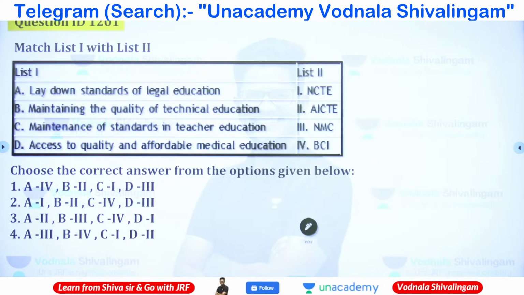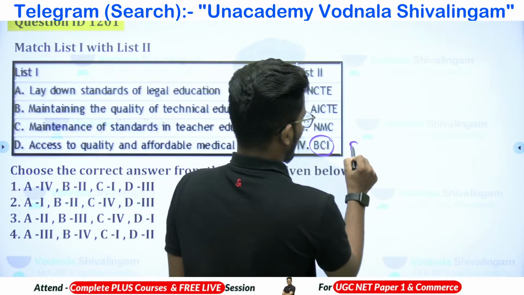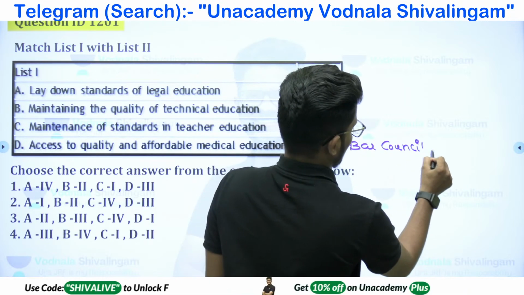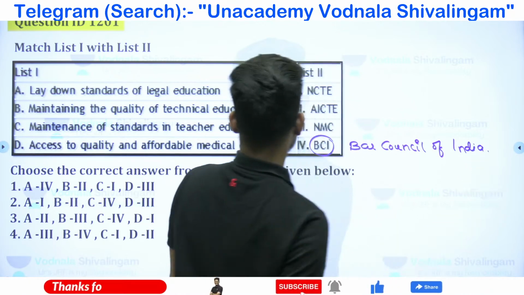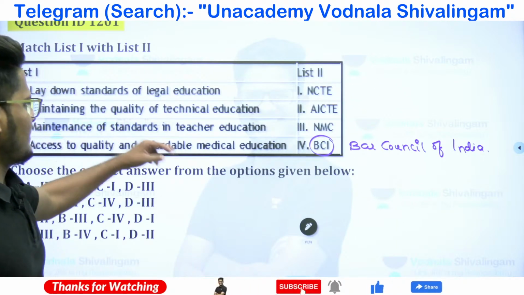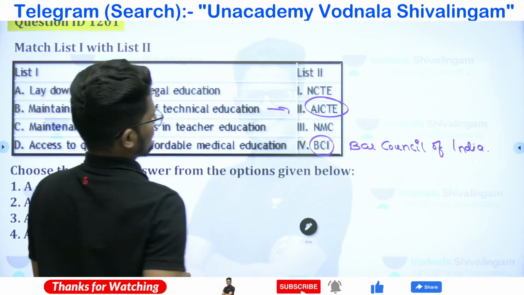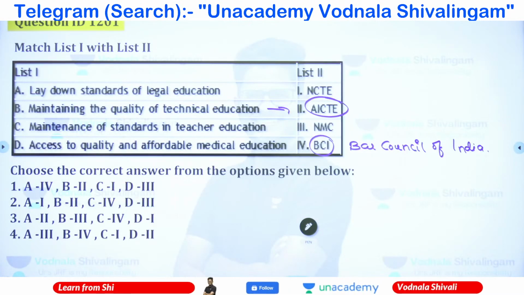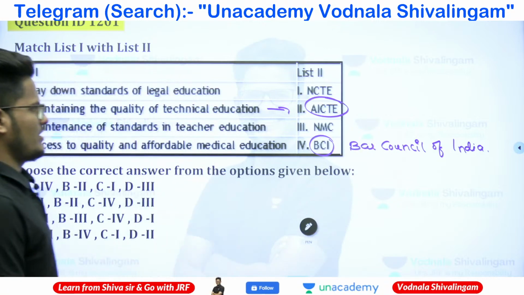Lay down the standards of legal education: the one and only body is the Bar Council of India, that is BCI. And maintaining the quality of technical education: option A only, B2? Yes, All India Council for Technical Education in India.